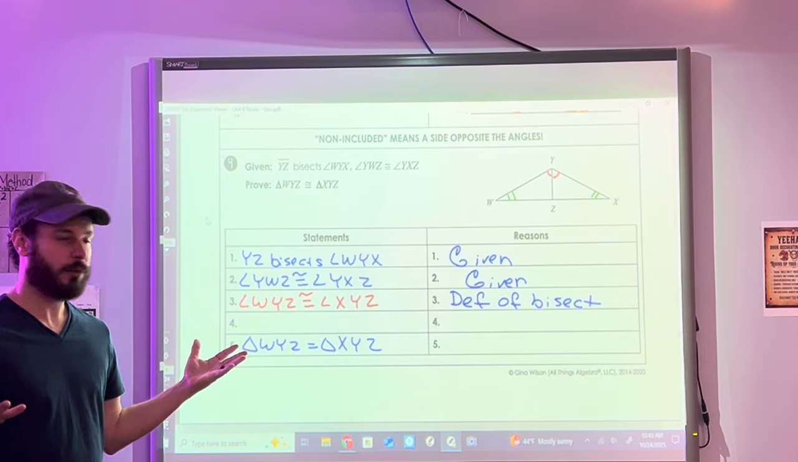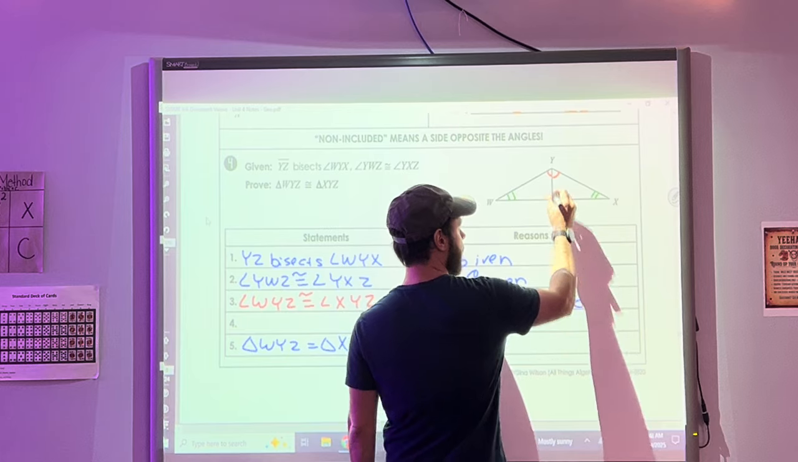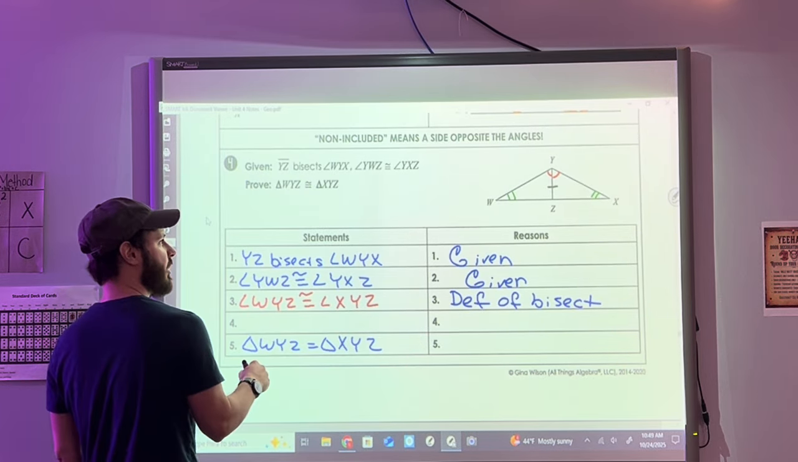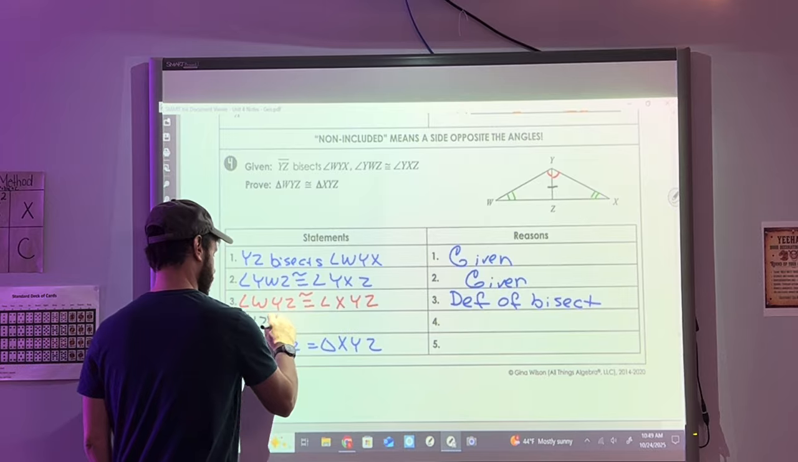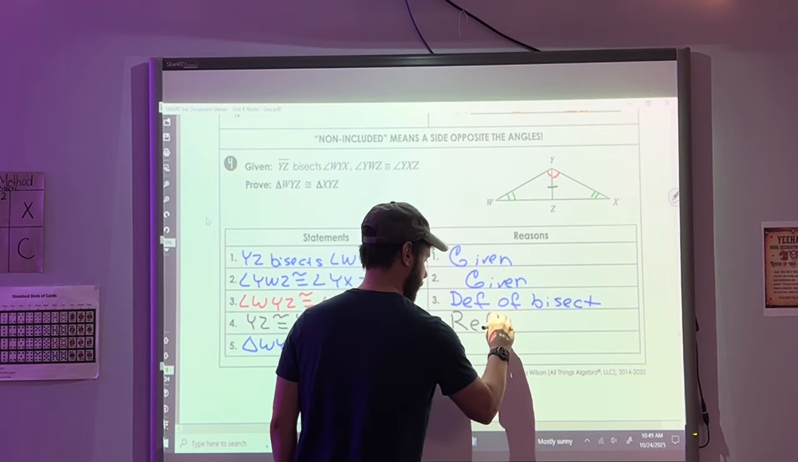All right, well, I see that I have two triangles and they share a side. That's pretty important. The fact that it shares that side is important. So my statement is going to be YZ is congruent to YZ, and the reason is reflexive.